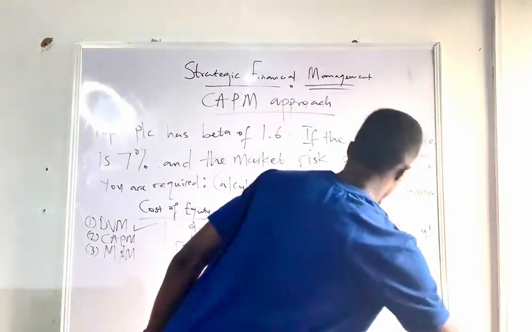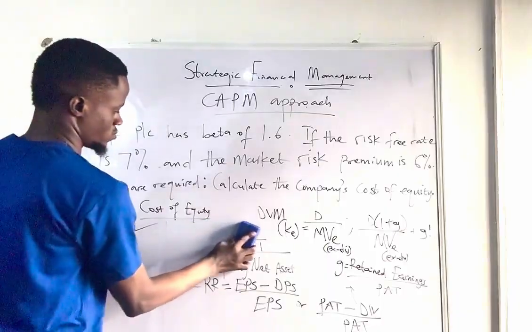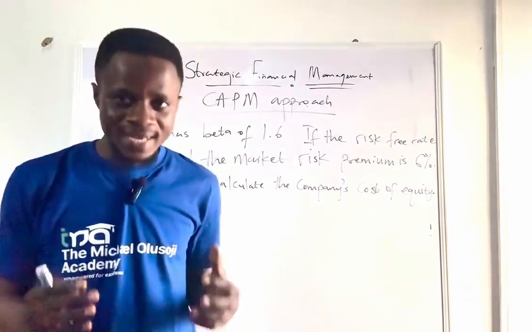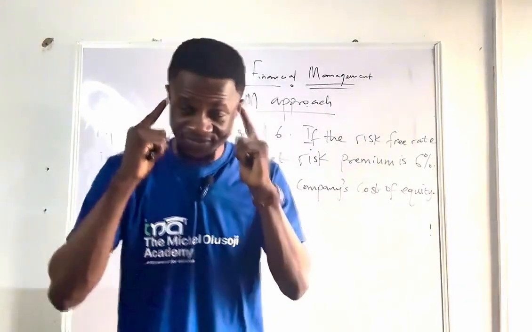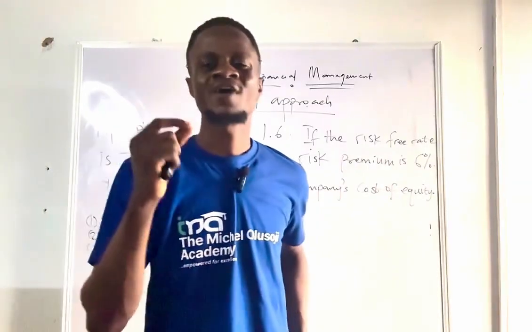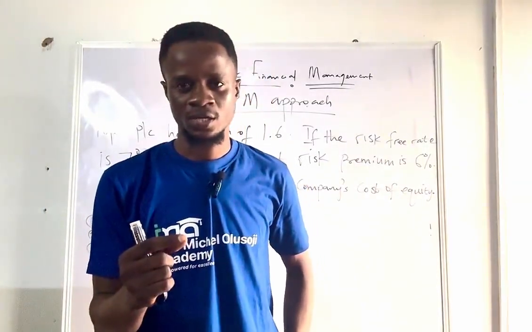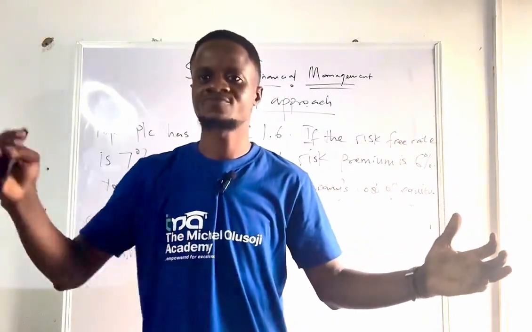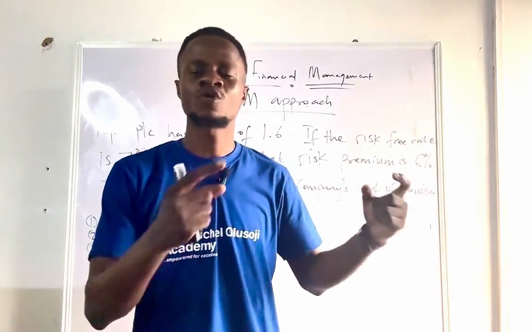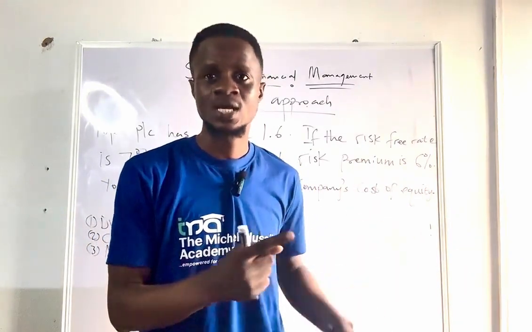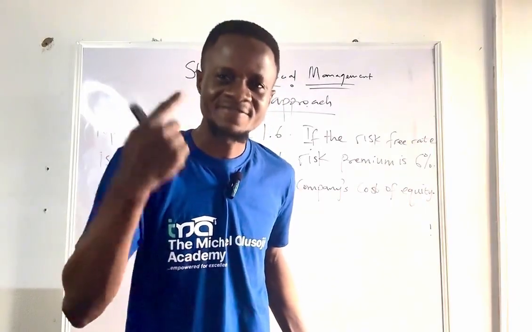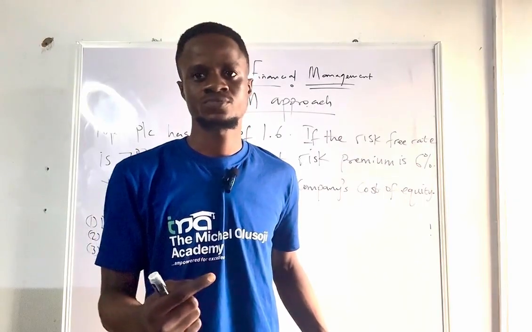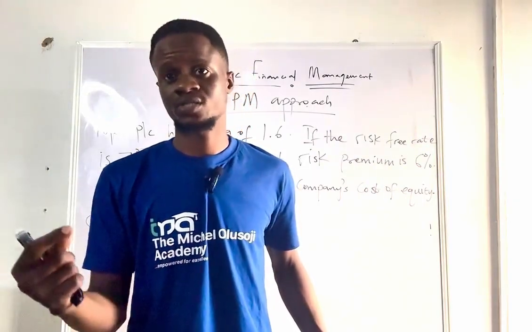Let me clean the board. So now we are moving on to CAPM approach. This is very important, hear me clearly when I say this. For every cost of capital question, I told you that we have the equity, we have the debt, and we have the WACC, right? For cost of capital questions in equity, always see it from the investor's point of view. Same thing as cost of debt; when we get to cost of debt, I'm going to make it clear.